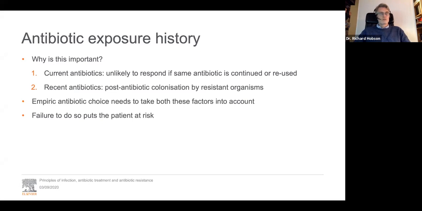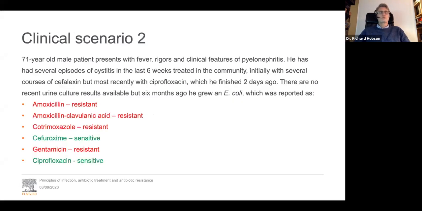I've got another clinical scenario here. This time it's a 71-year-old male who presents with fever, rigors, and clinical features to suggest pyelonephritis. This is a very, very sick person who's, let's say, septic and at risk of death. He's had several episodes of cystitis in the last 6 weeks. He has an underlying prostate problem, which has been treated in the community, initially with several courses of cefalexin, which is oral cefalexin, a first-generation cephalosporin, but most recently with oral ciprofloxacin, a quinolone, which he just finished 2 days ago.